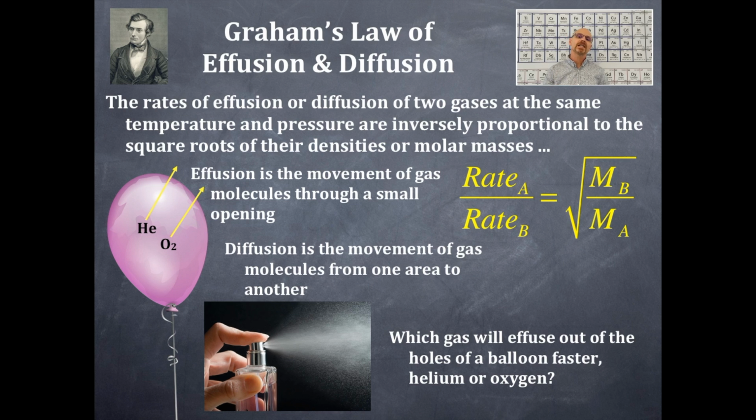So helium will effuse faster than the oxygen out of that balloon. No matter what kind of balloon it is, it doesn't matter. The oxygen will move slower out of that balloon. One reason is the helium is smaller and it will effuse out of the smaller holes of that balloon. The oxygen is larger and it has a harder time getting out of the balloon holes, if you will.